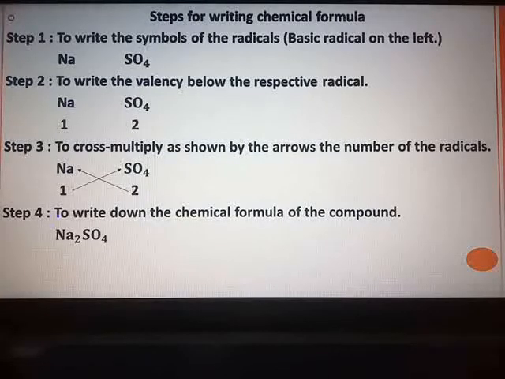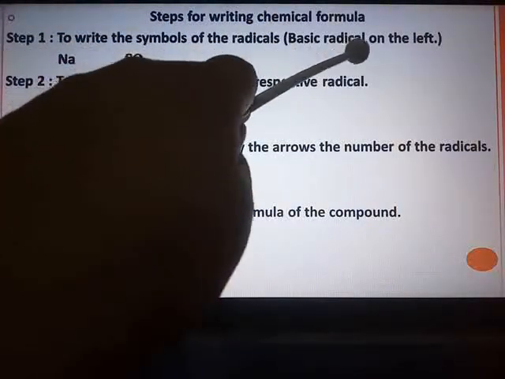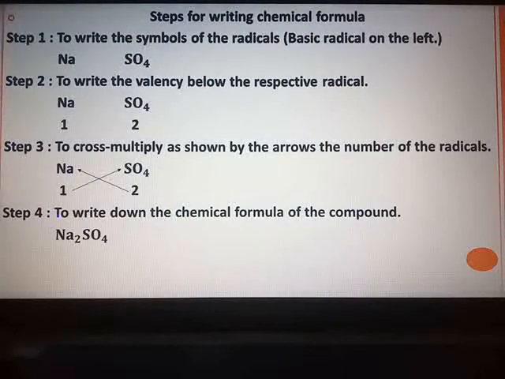Now to find the chemical formula of sodium sulfate. So sodium sulfate means your step number 1 is to write the symbols of the radicals. Always the basic radical, that is the cationic radical, should be on the left hand side. So here sodium sulfate means sodium and sulfate. So Na and SO4. Symbols you have to write. You should not write the names.